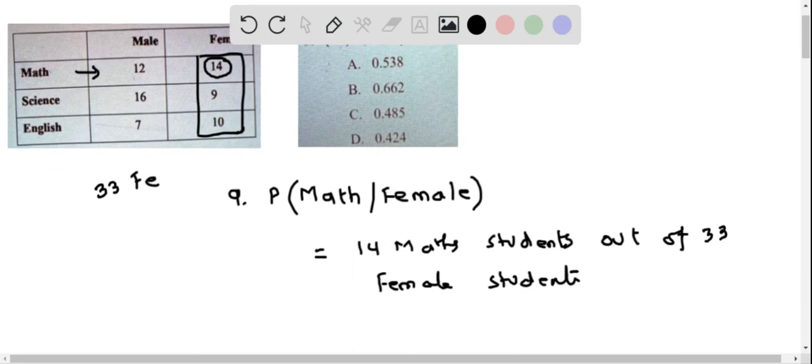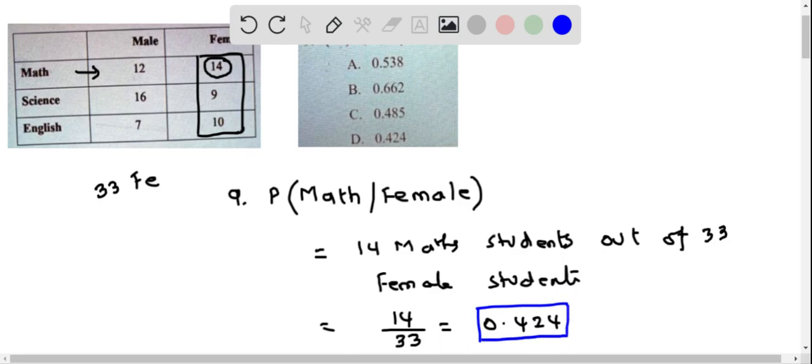Therefore we can write the probability as 14 over 33, and this equals 0.424 when rounded to three decimal places. So this is the conditional probability of math students given that they are female students, and this means the answer choice D is correct.